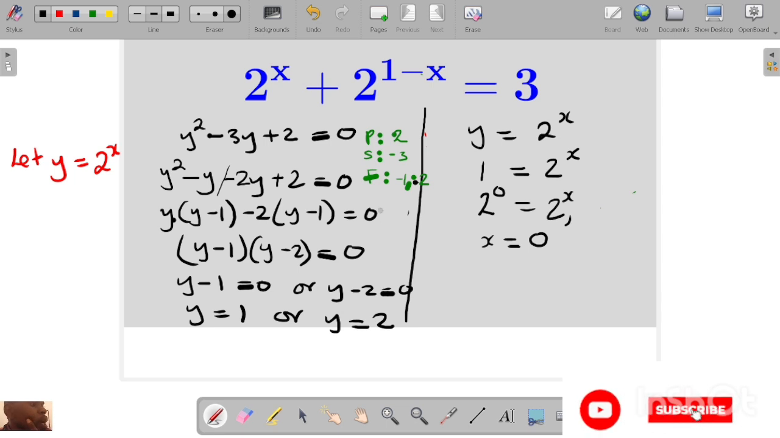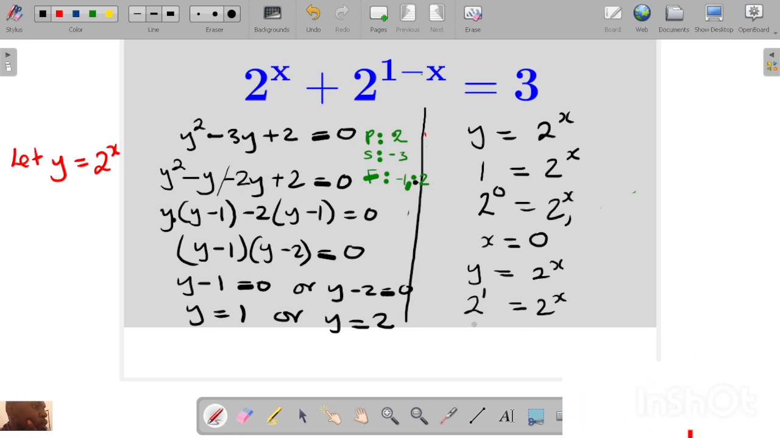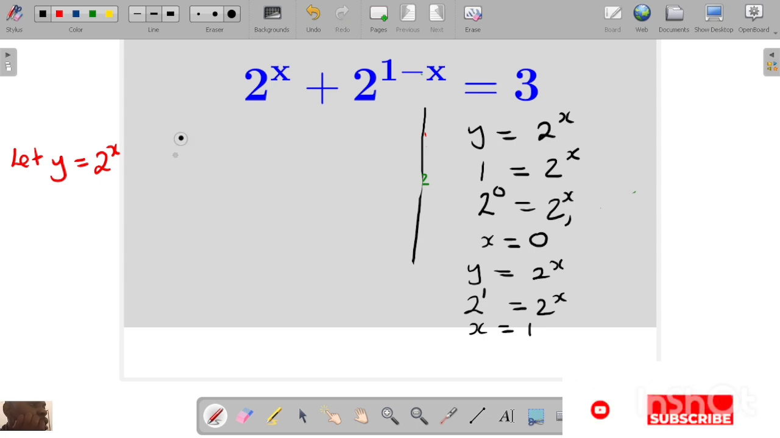Again, we need to use this solution also. Remember, we had y is equal to 2 to the x. So where there is y here, we're going to put a 2. A 2 is same as 2 to the 1, which is equal to 2 to the x. So here the bases are the same, so meaning x is equal to 1. Okay, so we can conclude and say, therefore, x is equal to 0 or x is equal to 1.